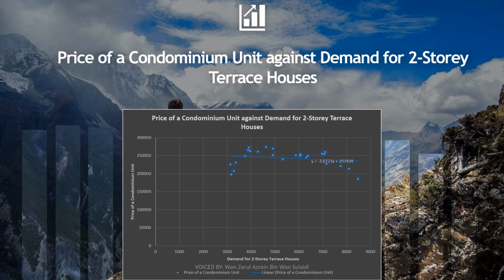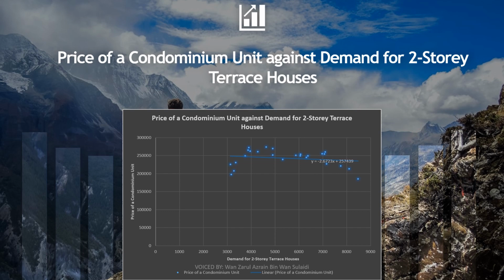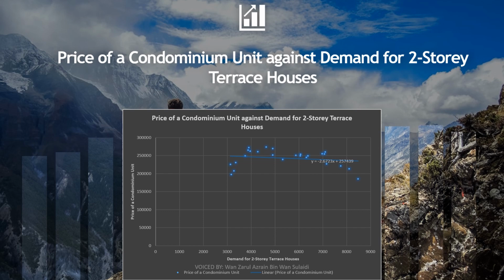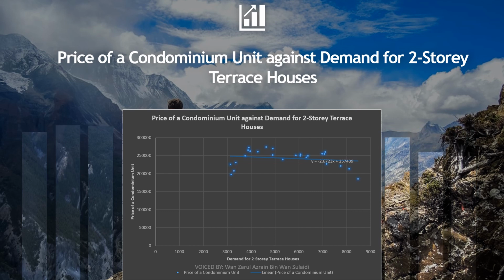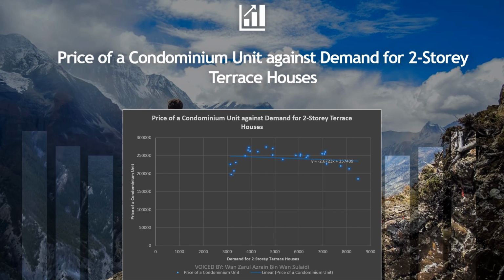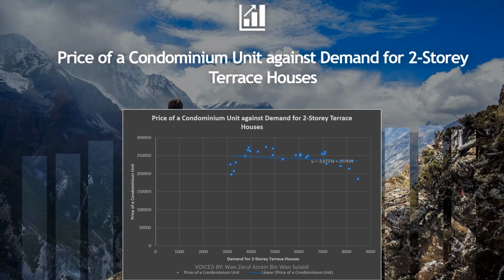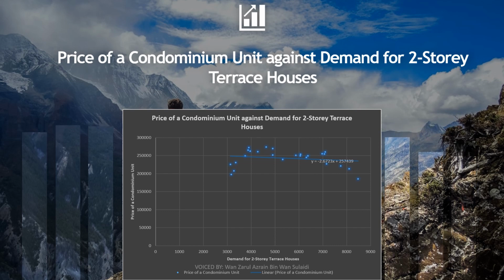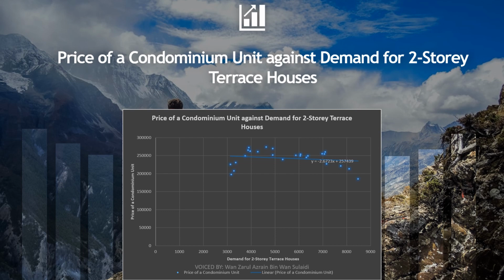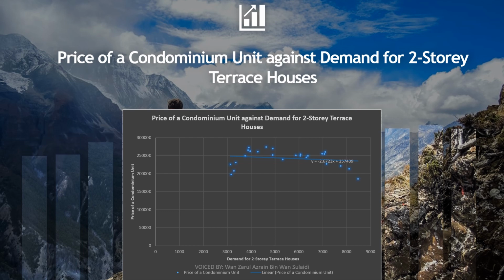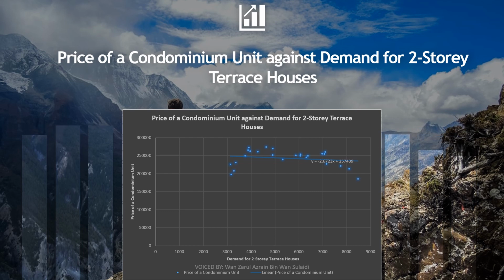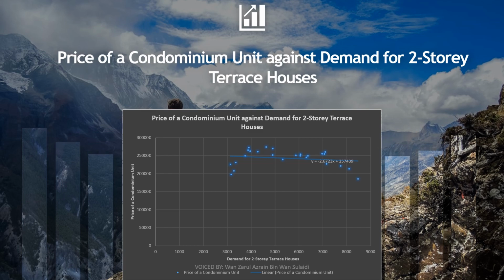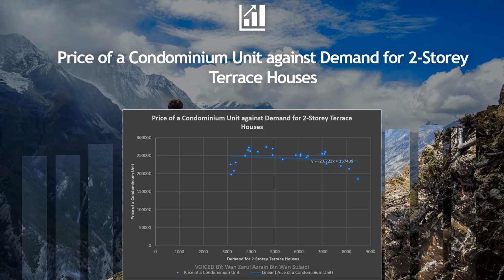Next, this graph represents price of a condominium unit against demand for 2-story terrace houses. As you can see, there is a negative relationship between price of a condominium unit and demand for 2-story terrace houses, where the equation is Y equals to negative 2.6723x plus 257,439.